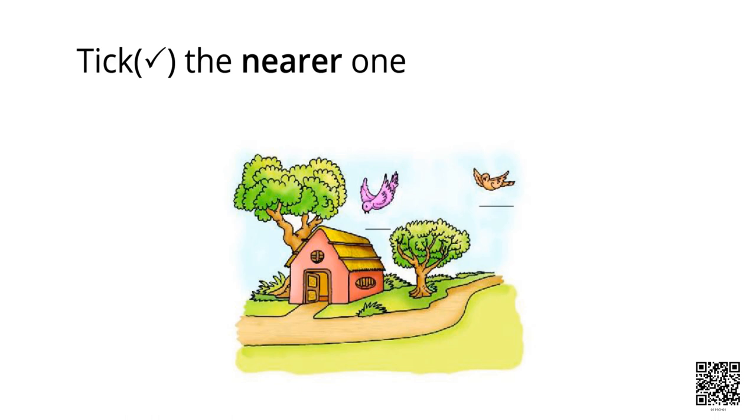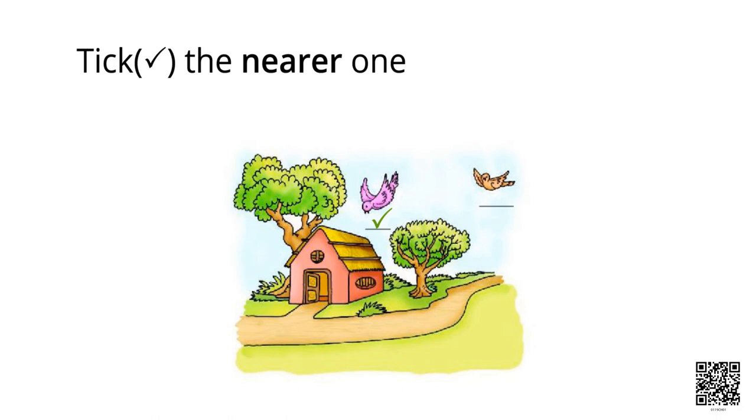Pink? Yes, you're right. The pink bird is nearer to the house. And which is the farther bird? Yellow. Orange. Yes, yes. It's the orange bird, not the yellow one. There is no yellow bird here. See? This is orange. Yes, ma'am. Very good. Okay. So, now you know which bird is nearer to the house?